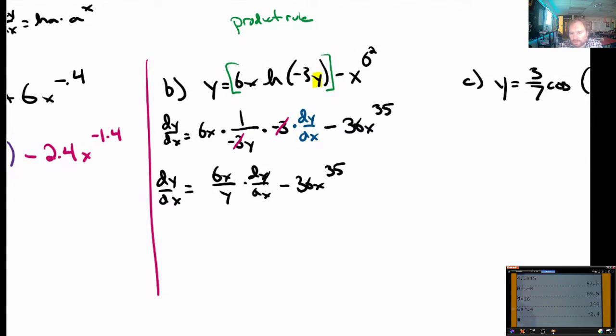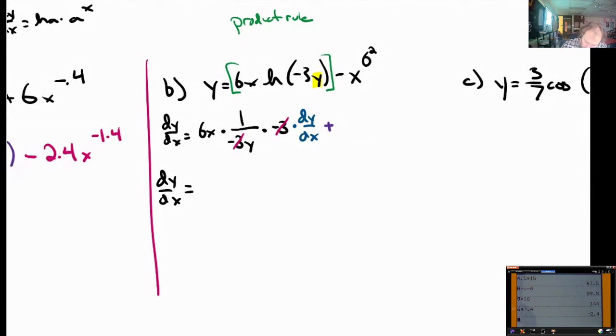Oh, shoot. You know what, guys? I'm sorry, I only got halfway done with my product rule. I forgot about the second half of the product rule up here. We already did the original first, 6x times the derivative second. Now we've got to do the derivative of the first, which is 6 times the original second, natural log of negative 3y. There we go. Now it's better. Minus 36x to the 35th power.